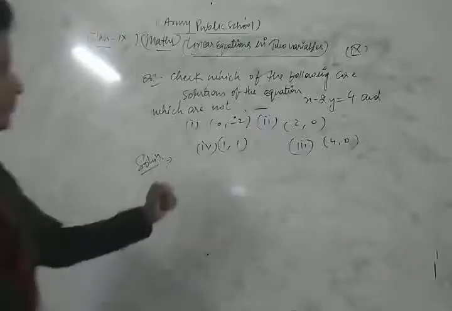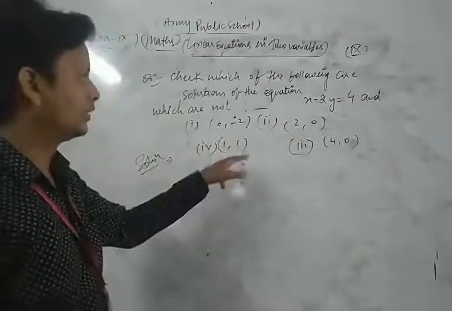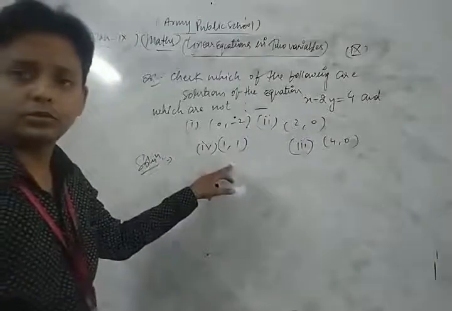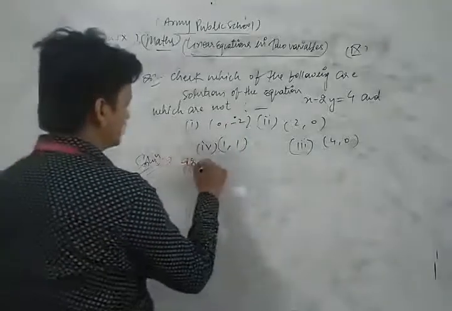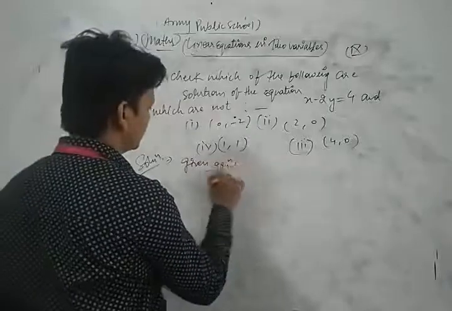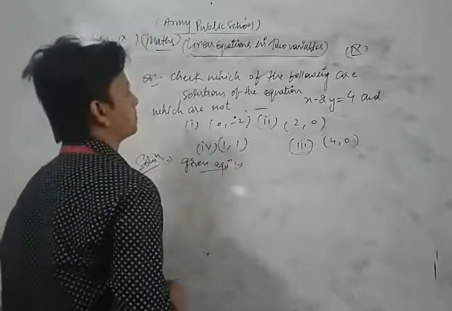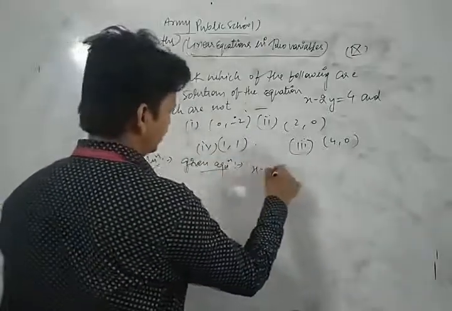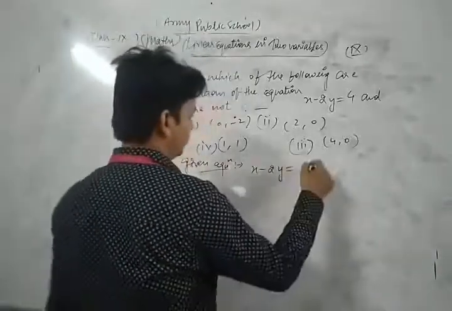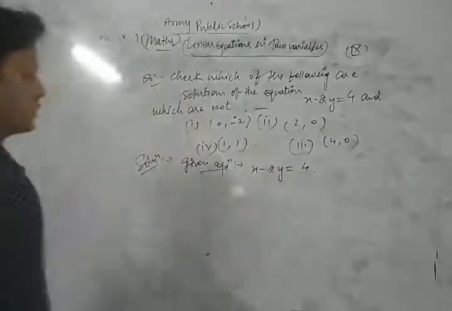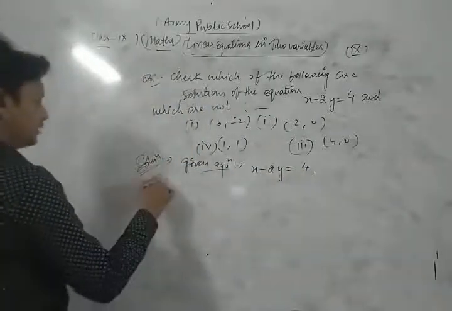Dear friends, now what I do for that question is, first of all, we write the given equation. The given equation is x minus 2y is equal to 4. So first of all, we take the first part of this question.